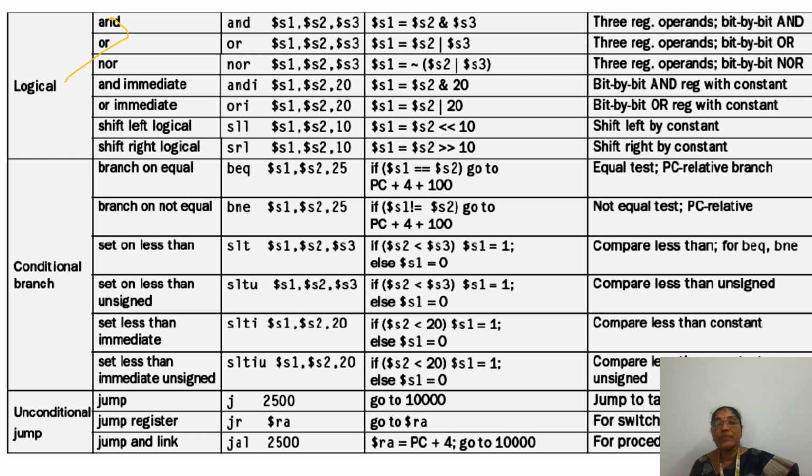Already I have said each and every instruction occupies 4 locations in the memory, and hence the 2500th location will be referring to 10,000. Since 2500 into 4, as each instruction uses 4 locations, we get 10,000. So J 2500 means it has to switch over to the address 10,000. Next we have the jump register and then jump and link. Here jump switches on to the memory address, whereas jump register is going to switch on to the corresponding register.